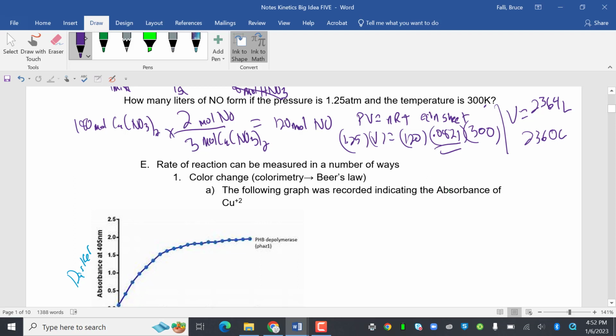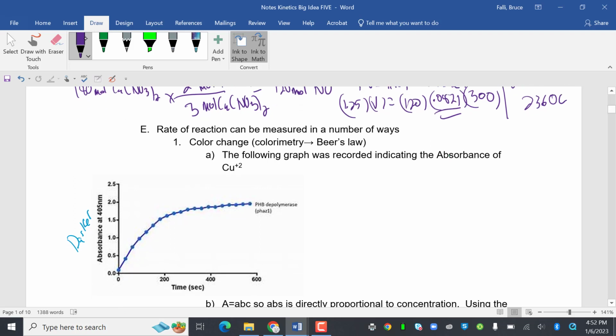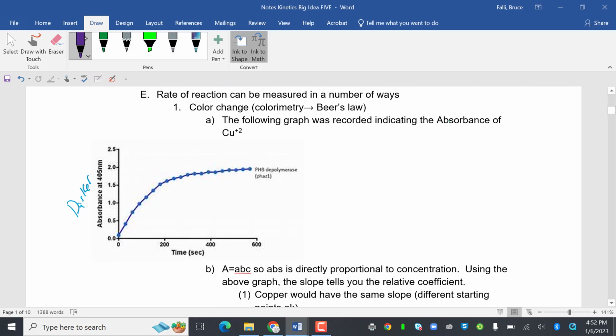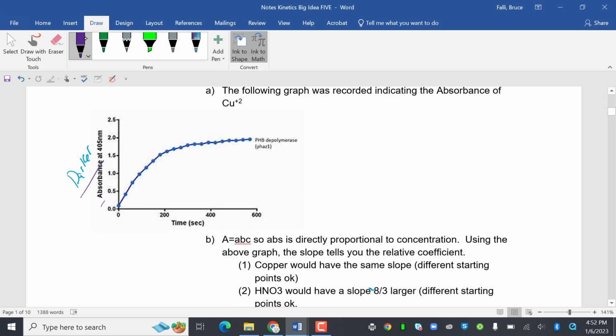All right, the rate of reaction we measure a number of ways. Color change, so colorimetry, we've done that before, which is Beer's law. The following graph was recorded indicating the absorbance of Cu plus 2. Notice this is getting darker because the absorbance is going up. A equals abc, right? So absorbance is directly proportional to concentration. Using the above graph, the slope tells you the relative coefficient. So copper would have the same slope.